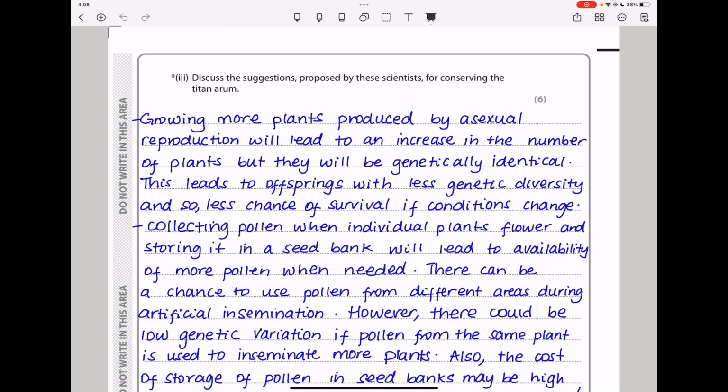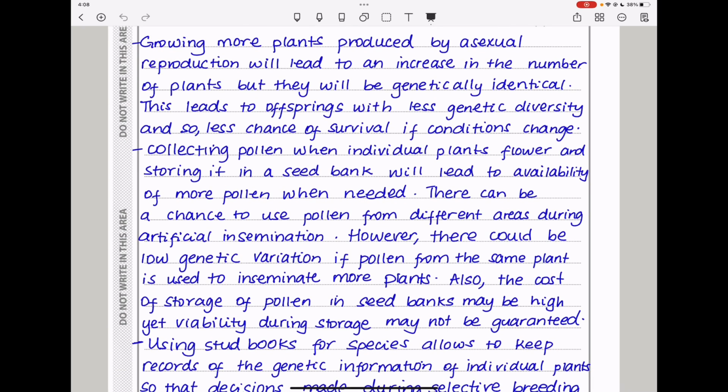Changing conditions could be like if there is an infection, or the plants that are genetically identical have a higher chance of dying, so extinction could occur. Next, collecting pollen when individual plants flower and storing it in a seed bank will lead to availability of more pollen when needed, and there can be a chance to use pollen from different areas during artificial insemination. There could be low genetic variation if pollen from the same plant is used to inseminate more plants.